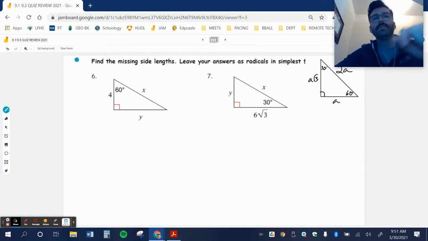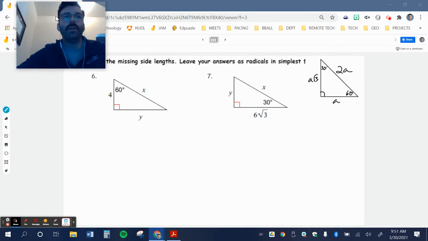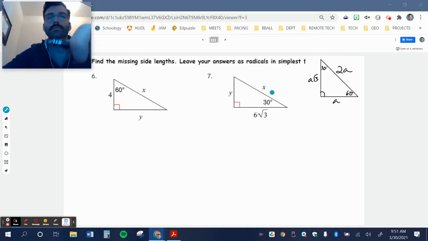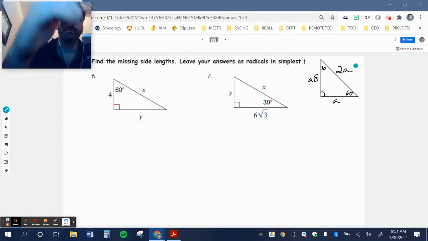All right, here we go, number 6. So now we're dealing with our 30, 60, 90 triangles, okay? So our rules are different. However, I want to do the same thing first, okay? Across from 30 is A, across from 60 is A radical 3, across from 90 is 2A. So I'm going to label those sides.